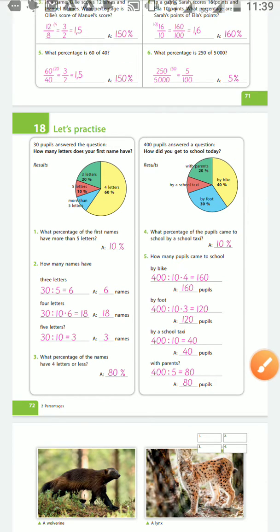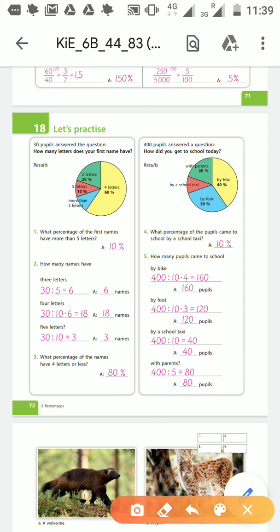So you're working out the by bike, it's 40%, okay? But you know that the total is 400. So you work out what 40% of 400 is. So you can first of all divide it by 10 to work out what 10% is, and then times it by 4, and you'll get 160. And just do the same for the rest.